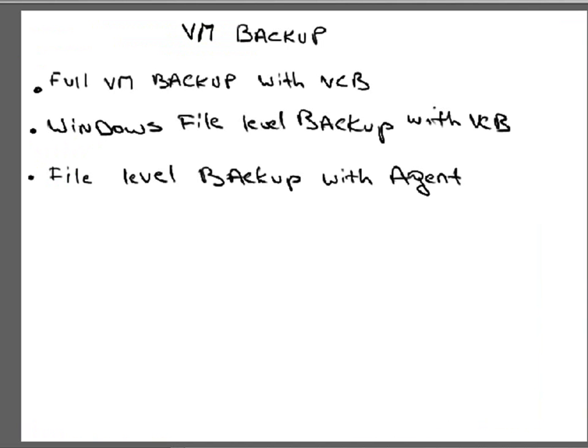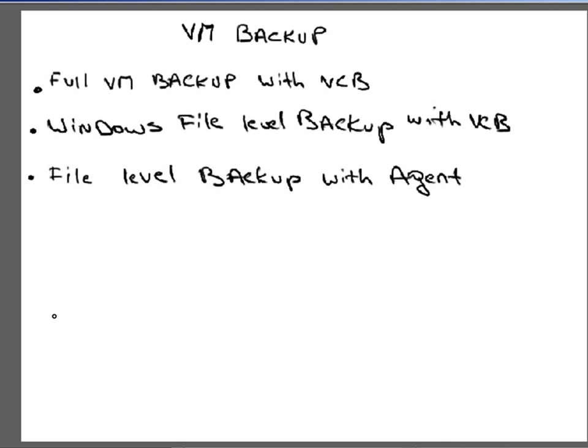And you can do a file level backup using an agent. So I'm going to go over these points from the bottom up because I'm going to go from the least complex to the most complex. So let's first take a look at file level backup with an agent. A file level backup with an agent is the same way you would back up a physical machine. So let's say your backup solution right now is Veritas NetBackup, for example.